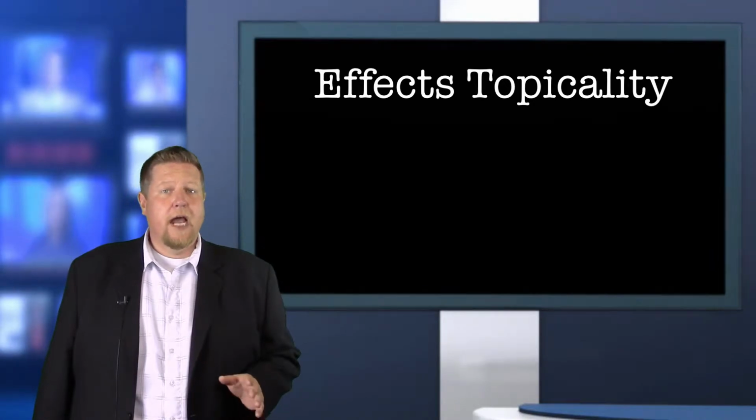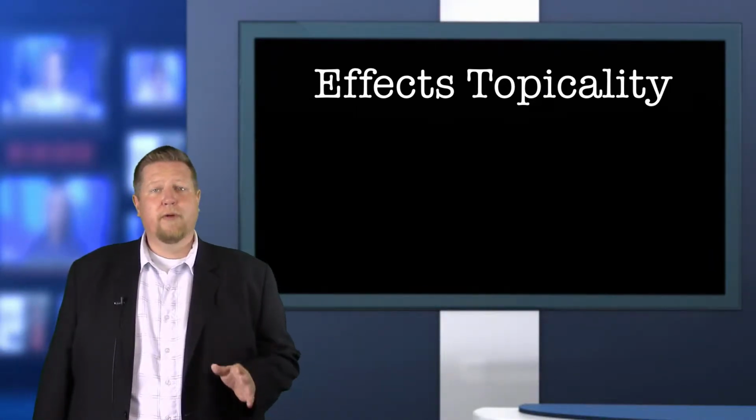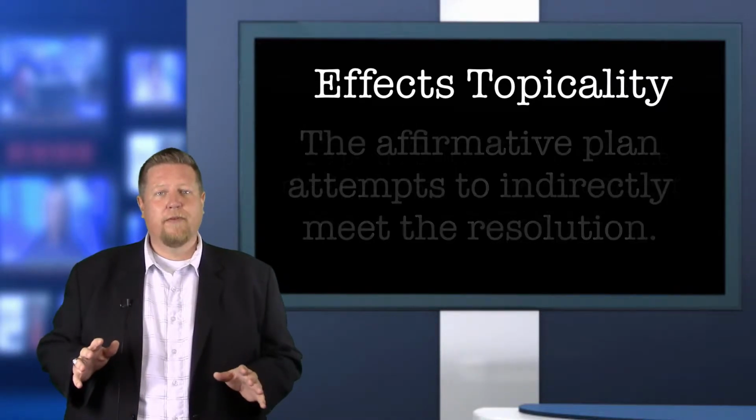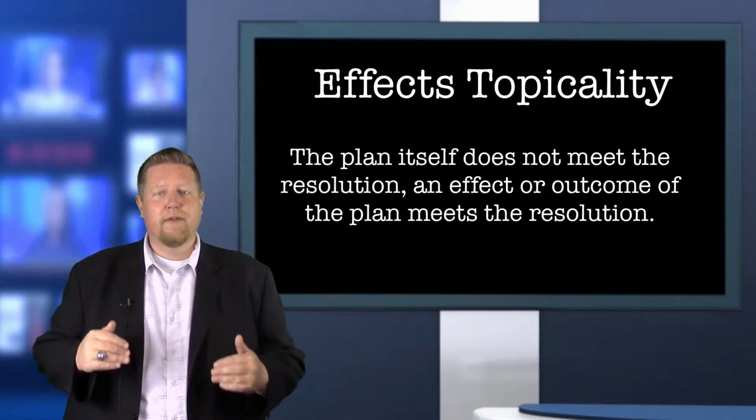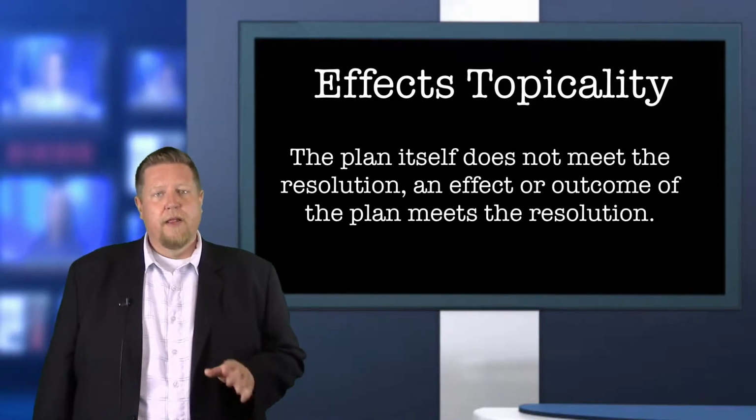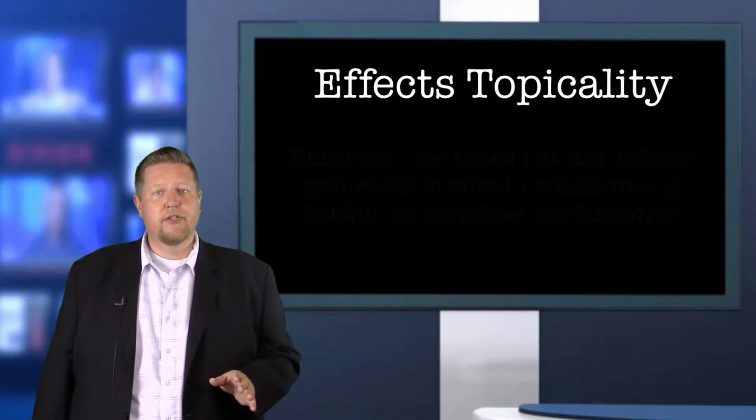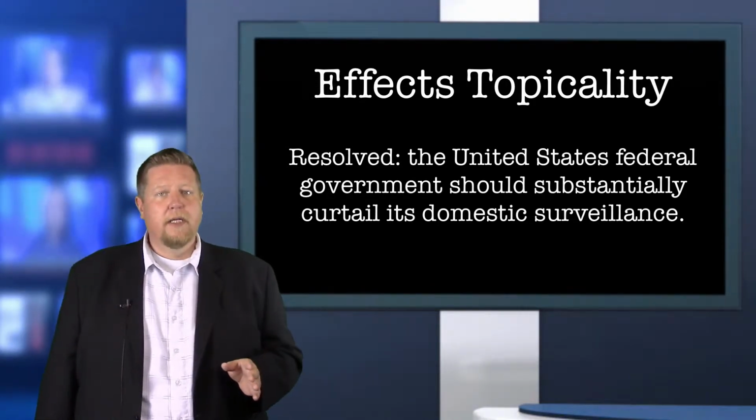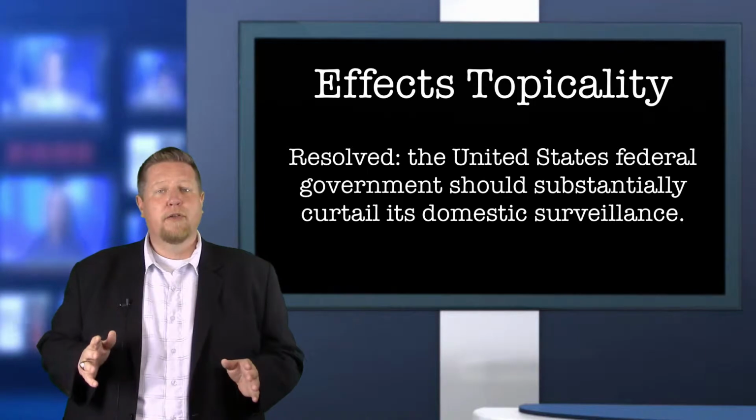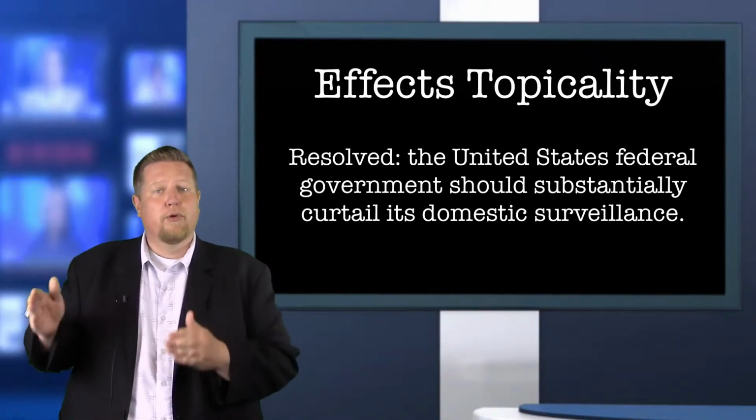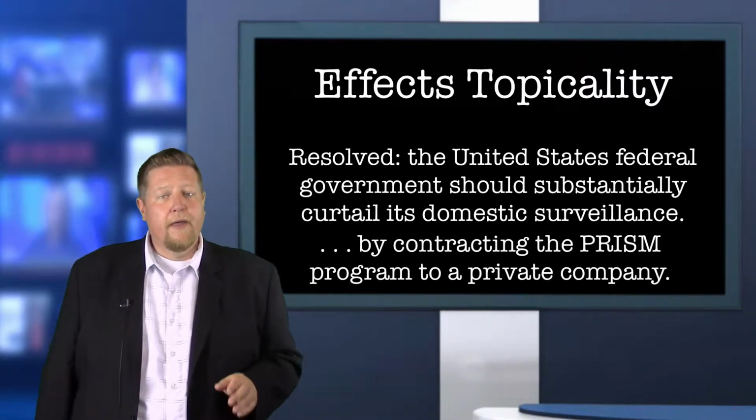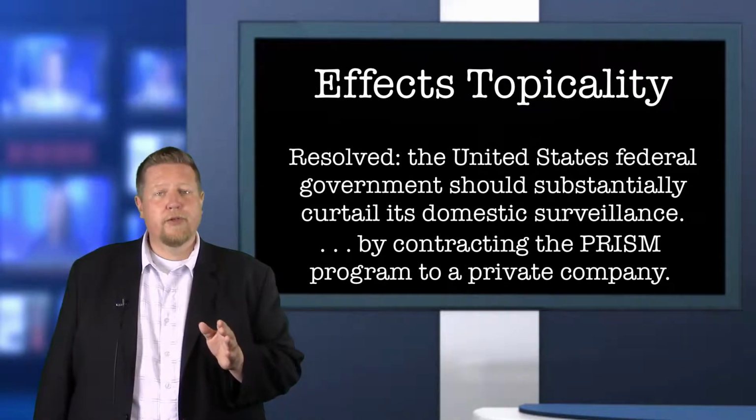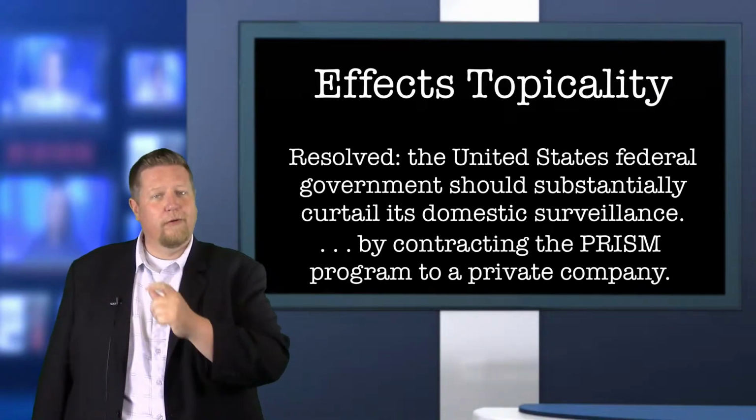Effects topicality is a type of topicality argument that argues that the affirmative plan attempts to indirectly meet the resolution. In other words, it isn't the plan itself that meets the resolution. It is an effect of the plan that meets the resolution. This year's resolution requires a plan that uses the federal government to substantially curtail its domestic surveillance. But let's say, for example, that the affirmative team proposed a plan in which the federal government contracts the PRISM program to a private corporation, and thus it is a private corporation that is paid by the federal government to operate the PRISM program and report the results back to the federal government.